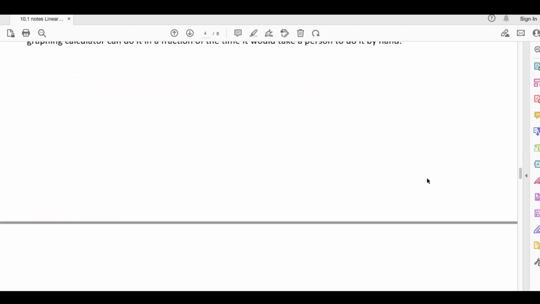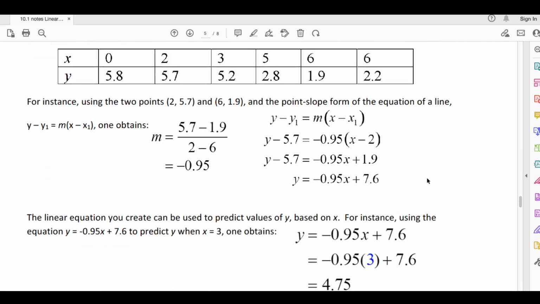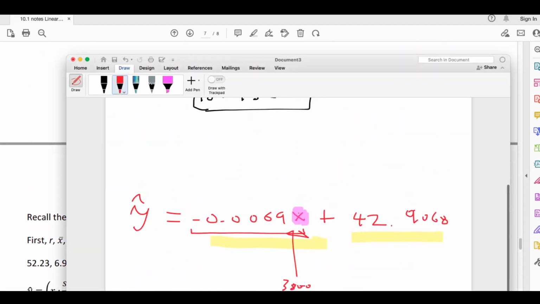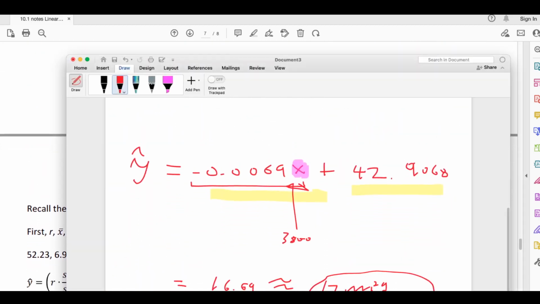So, focusing on R, and the second thing is how to use the equation, like, where did it go? I did it here. Just plug in the value to find the predicted value.